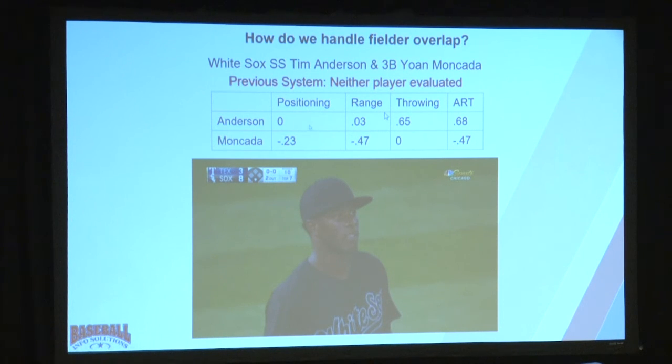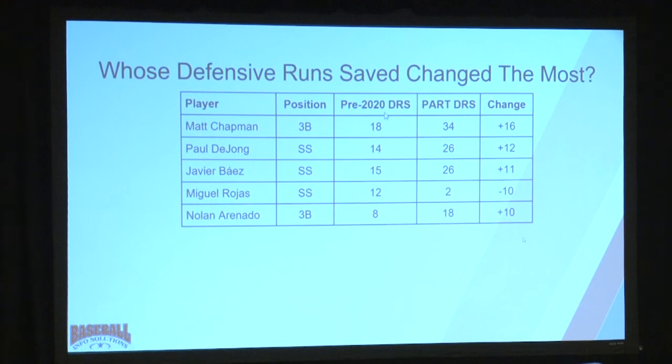Tim Anderson comes out positive, not for range, but for the throw that he made to get the runner at first base. That was a terrific play on his part. He gets credit. Moncada gets debited a little bit. His defensive run save takes a small hit. Anderson's will get a little bit of a boost. And that's how the system works for a play of this type.